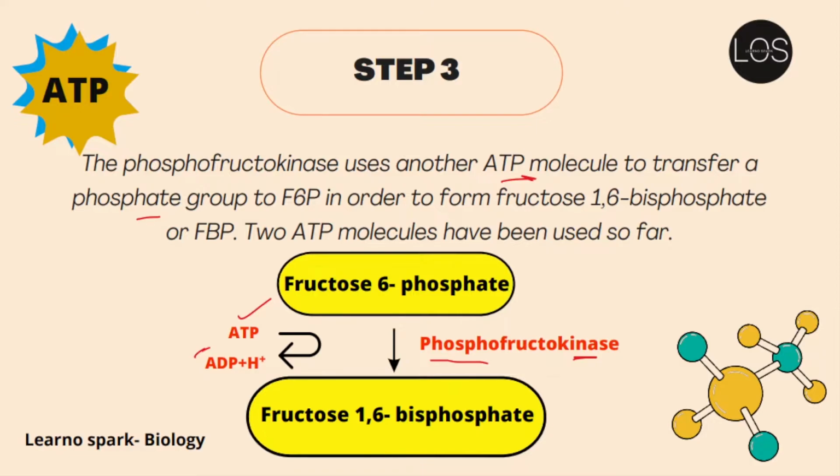2 ATP molecules have been used so far. So until now, 2 molecules of ATP have been used. First ATP was used when glucose was converted into glucose 6-phosphate, and now the second ATP is used where fructose 6-phosphate is converted into fructose 1,6-bisphosphate.